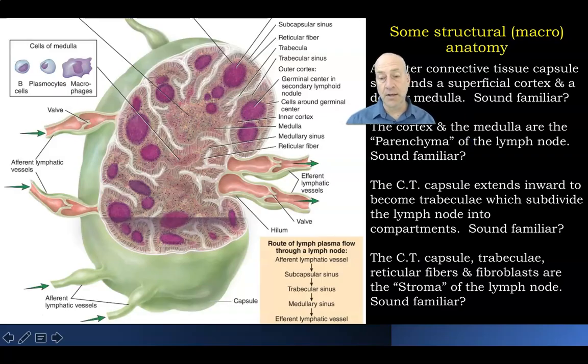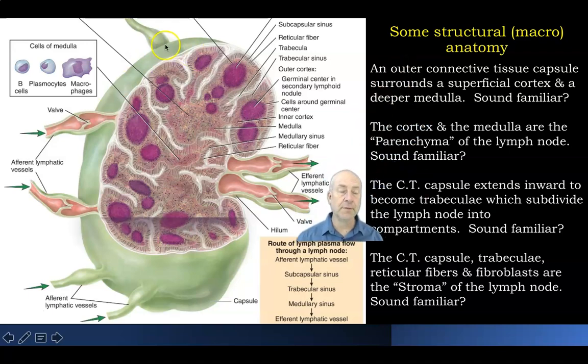So you have the outer connective tissue capsule, clearly shown here in green, and that surrounds the tissue. Then you have the same thing, a superficial cortex and a deeper medulla. The cortex is roughly this structure here. I'll make it a donut shape because that's kind of what it is. The donut shape of the cortex fills in all this area here, leaving the center all medulla. So cortex wrapped around medulla in the middle. Same story we've heard over and over again.